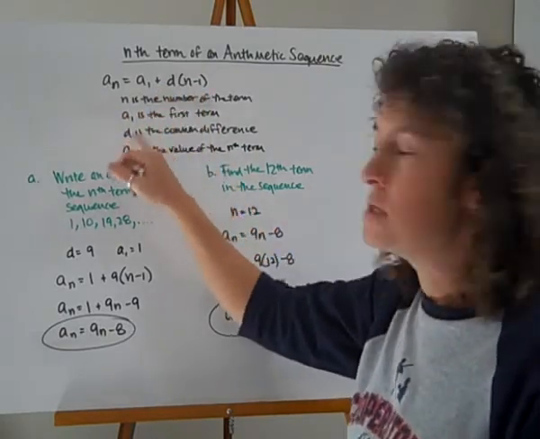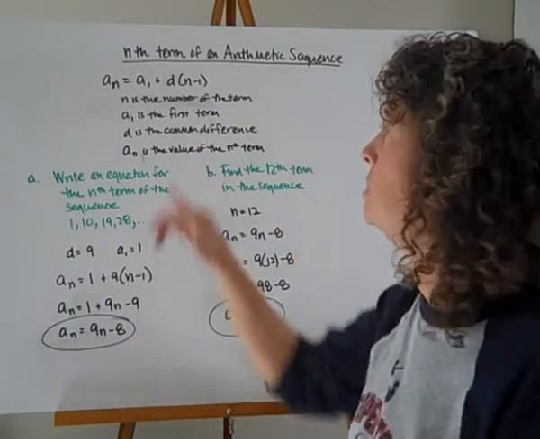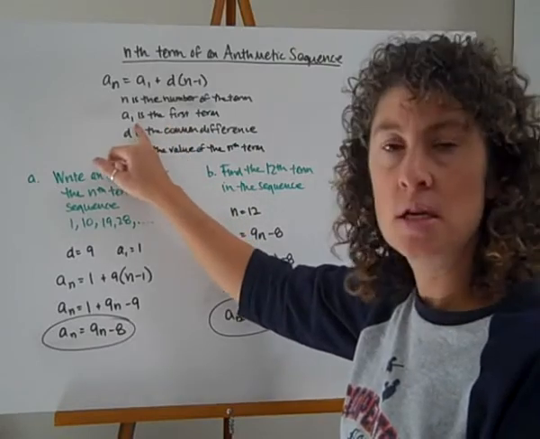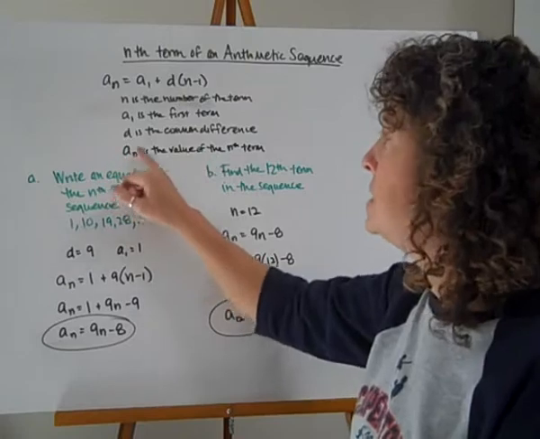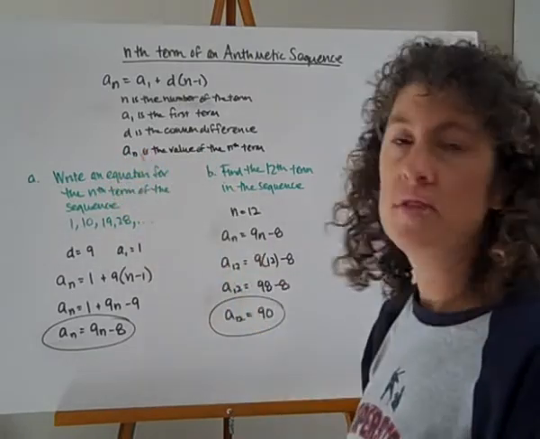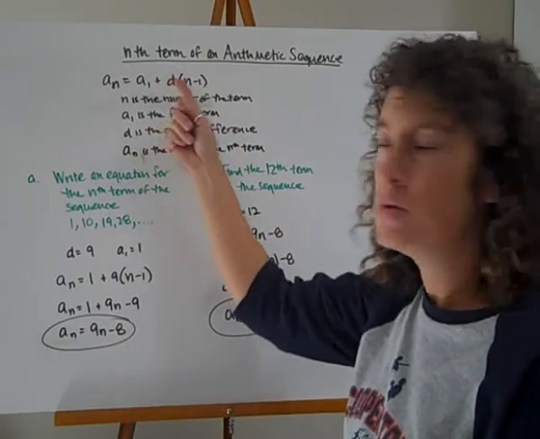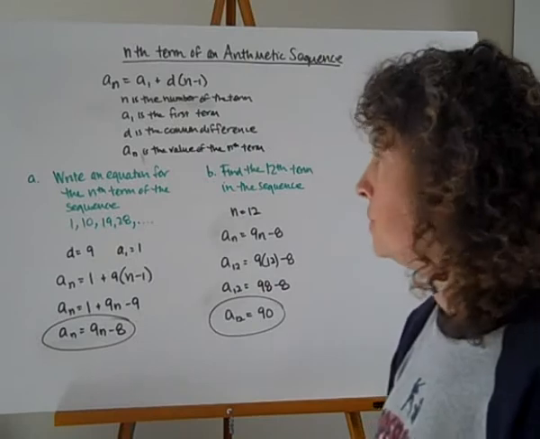So what do each of these pieces stand for? N is the number of the term. So I want the 4th term, the 10th term, the 20th term. A sub 1 is the first term. Remember that n stands for what term I'm talking about. D is the common difference. And a sub n is the value of the nth term. So again, here's my output. If I plug in n and I plug in these other values here, out will come the value of the term that I'm looking for.